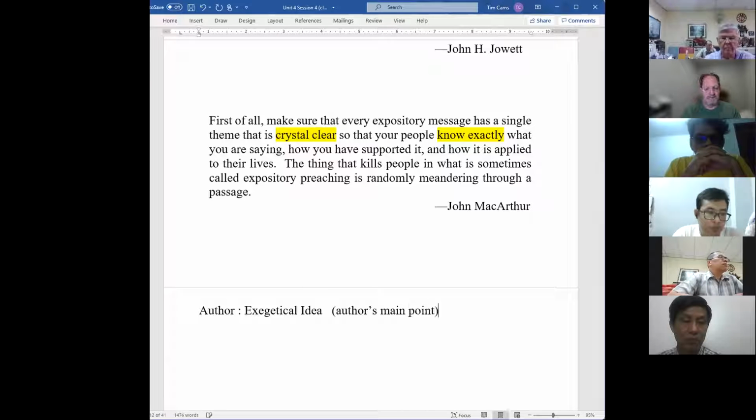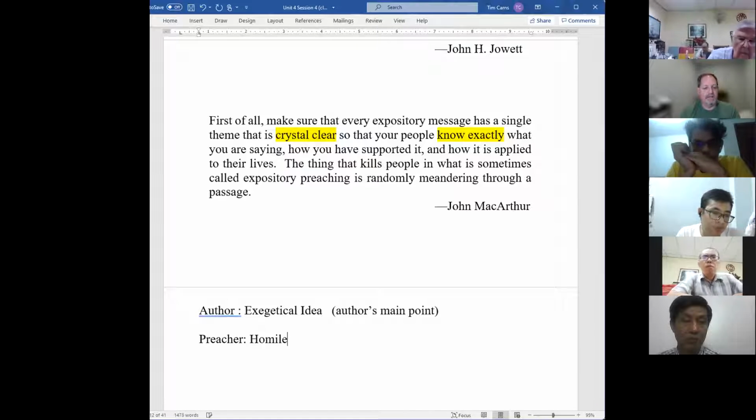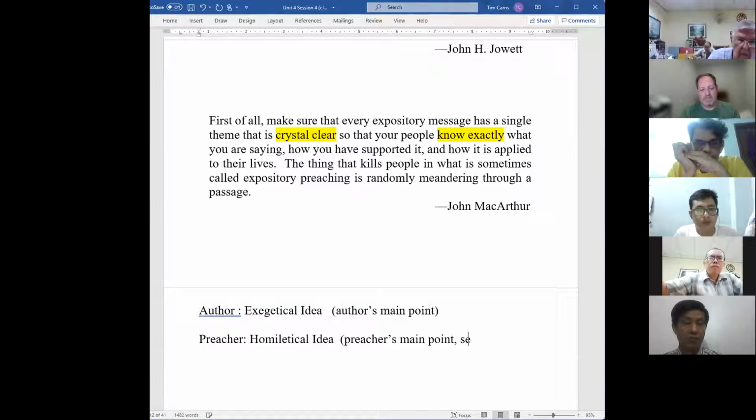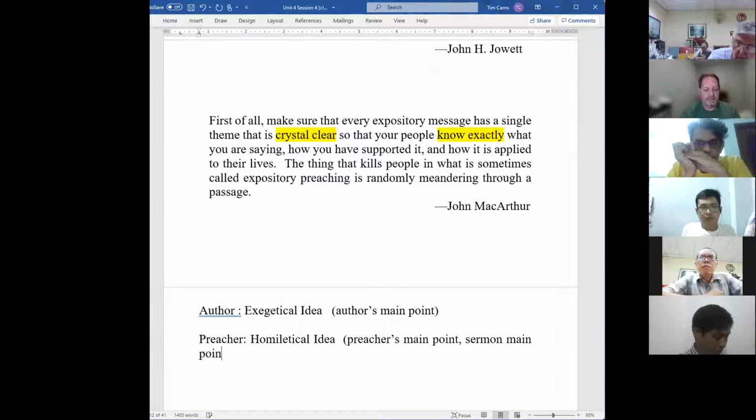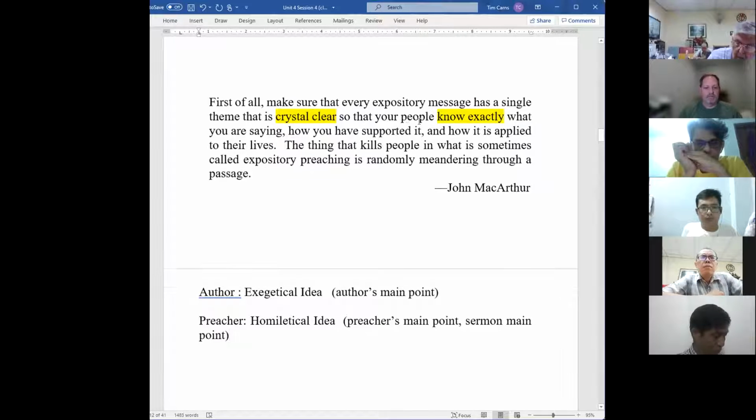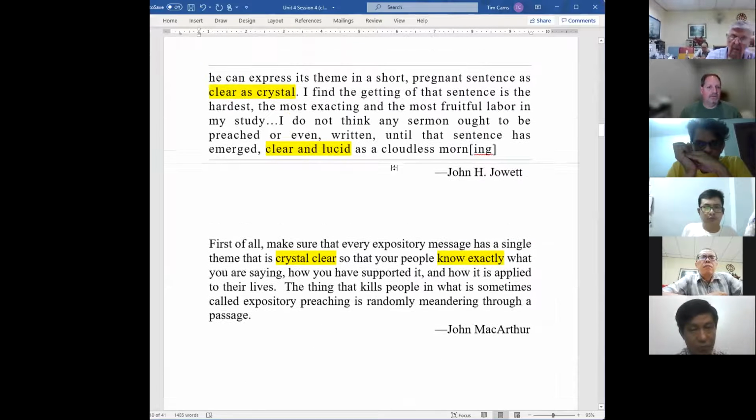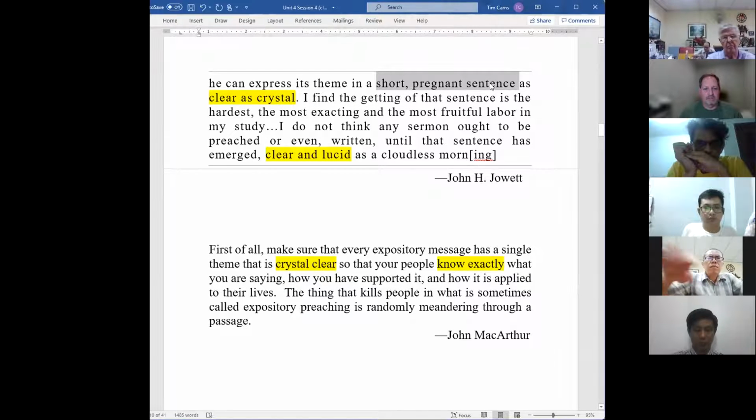Again, as we express in the what and the why. And so the preacher needs to come up with a homiletical idea based upon the author's main point. So we call that the preacher's main point, or more specifically, the sermon main point, okay? That's what we're talking about here. Identifying a single theme, and as Jowett says, summarizing it in a short sentence that is clear.